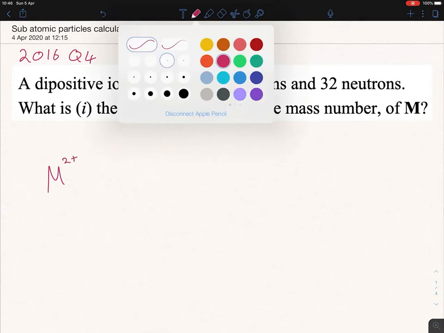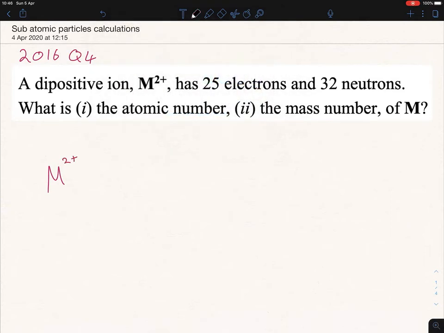Now it's important to remember here that if this was a neutral atom, then the number of electrons and the number of protons would be the same. In this case though, it is not a neutral atom because it has its 2+ here, so therefore it has lost 2 electrons. Electrons are negatively charged, so it's like anything: if you take something negative from your life, you're going to become a little bit more positive. There's a 2 there in front of it, so it has lost 2 electrons. So it now has 25 electrons.